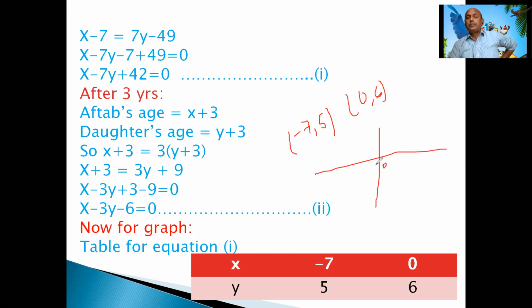0 is here. 1, 2, 3, 4, 5, 6, minus 7 and 1, 2, 3, 4, 5. So this point is this one, and 0 is x, y is 6. So this point is somewhere here. Let it be A, let it be B. Now plot the graph. You can easily get a line like this.